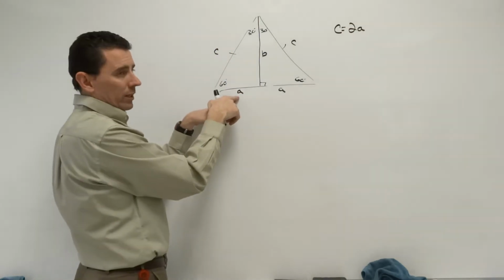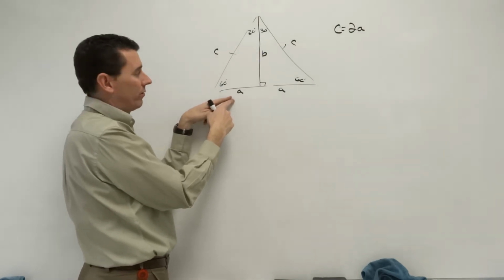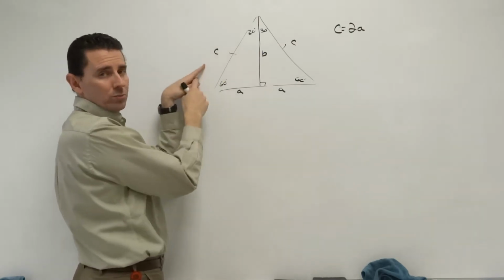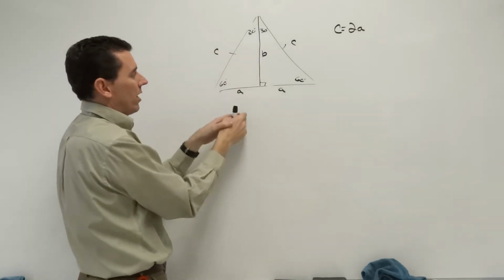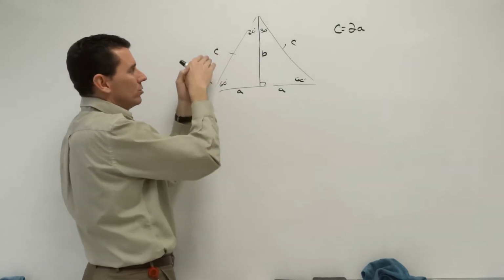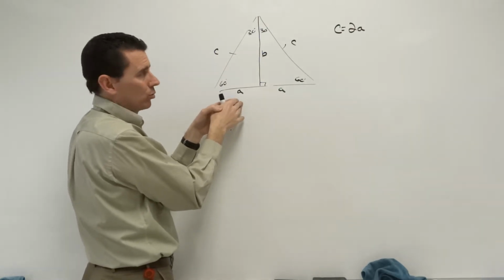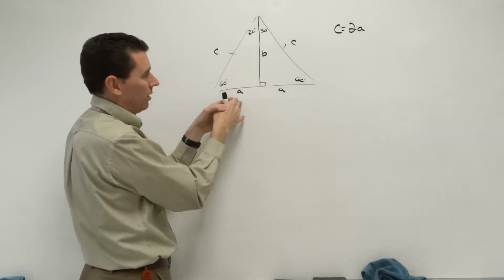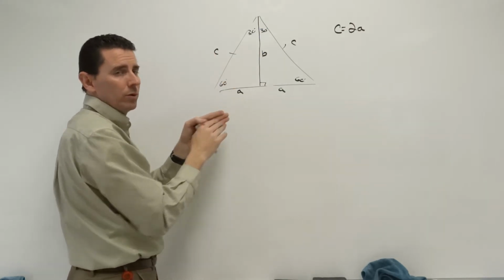So if I know the short leg's 4, guess what the hypotenuse is? 2 times 4 is 8. If the short leg's the square root of 5, guess what the hypotenuse is? 2 times the square root of 5. Again, what if I wanted to go backwards? If I multiply by 2 to get to the hypotenuse, I can divide by 2 to get back to the short leg. So if that was 16, the short leg's 8. If that's 3 root 2, this is 3 root 2 divided by 2.